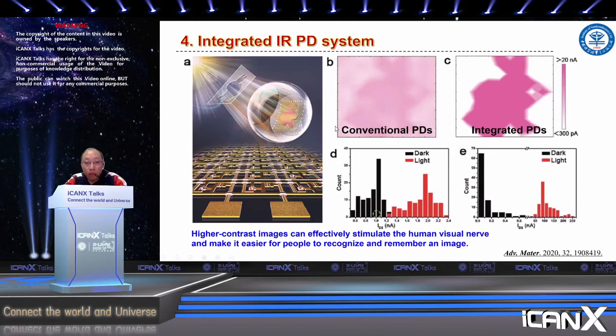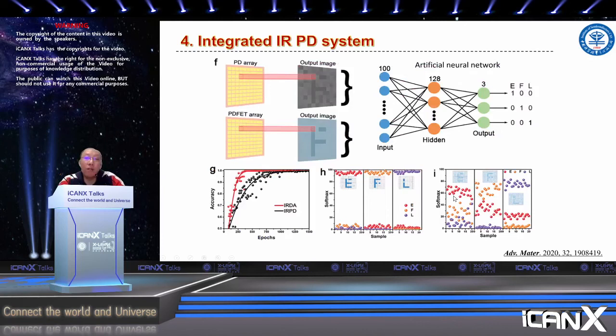You can see that with our integrated photodetector systems, we can really enhance the performance and get a clear result. Actually, a high contrast image can efficiently stimulate the human visual nerve and make it easier for people to recognize and remember an image. And then we use these systems to mimic our eye-brain systems. We constructed two components to artificially simulate the human vision system.